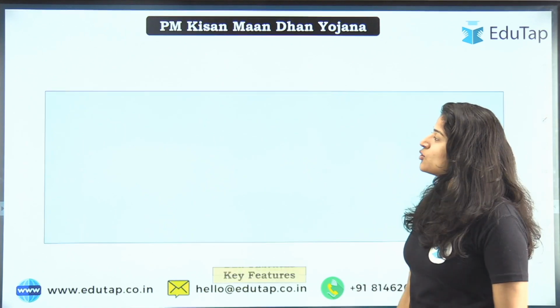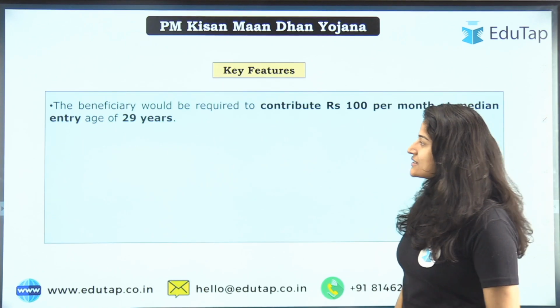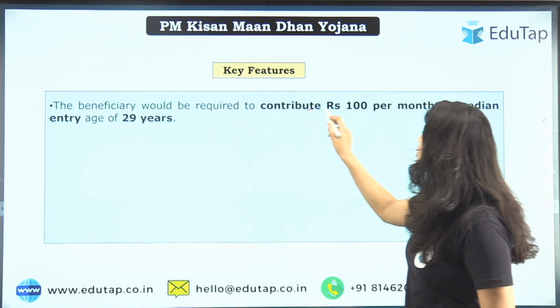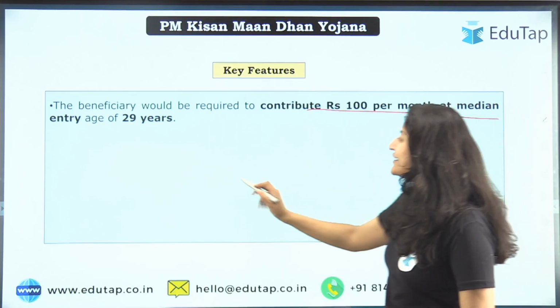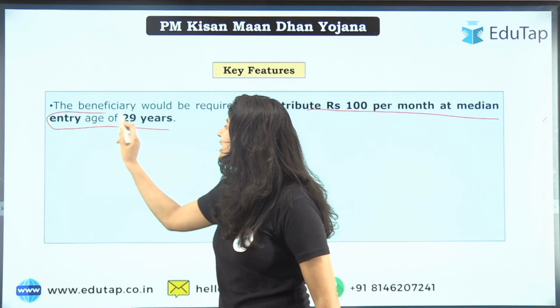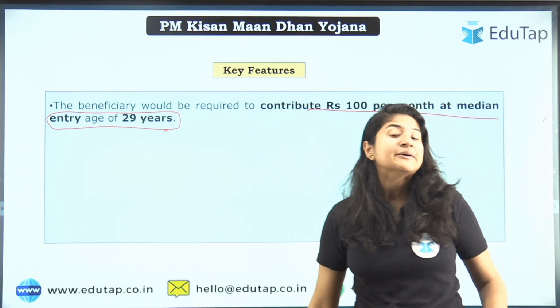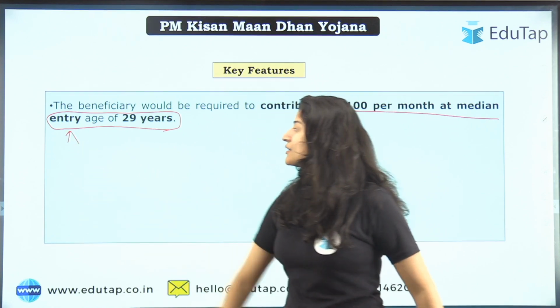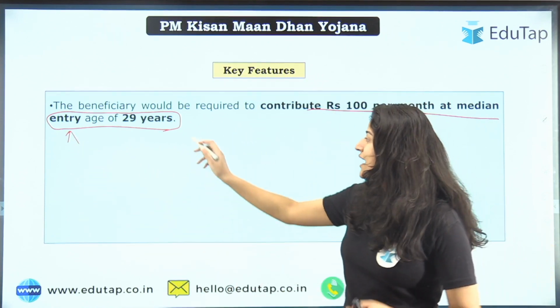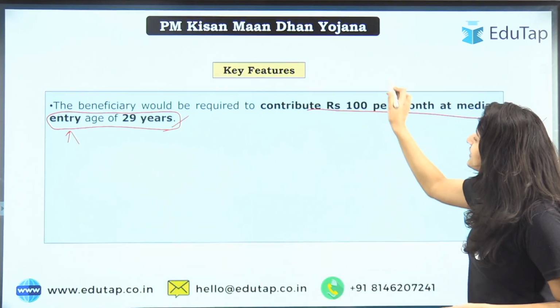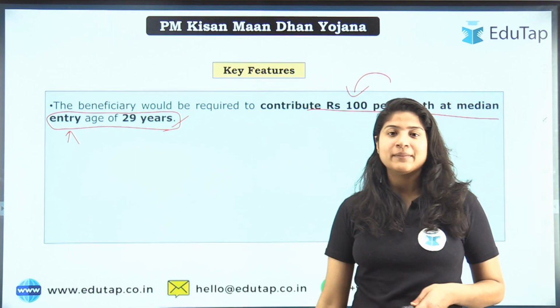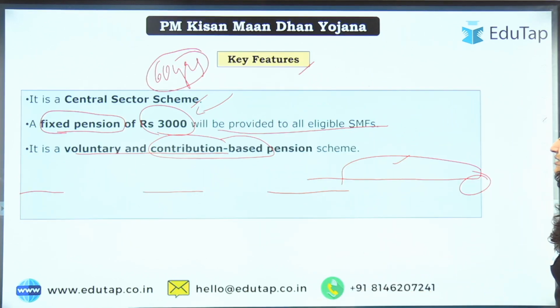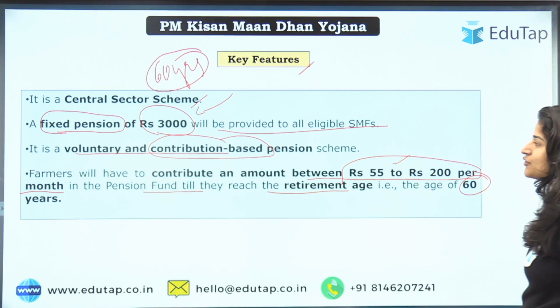Now let's move on and look at some other features. Next, the beneficiary would be required to contribute rupees 100 per month at a median entry age of 29 years. So if any farmer joins late to this particular scheme, his entry age is later, at a median of 29 years, at that time he would have to pay 100, because we have already seen the range, 55 to 200.